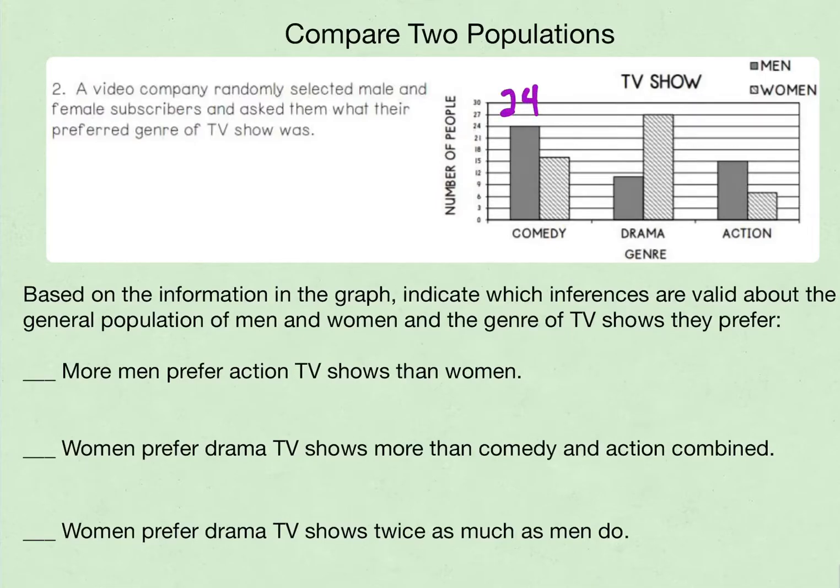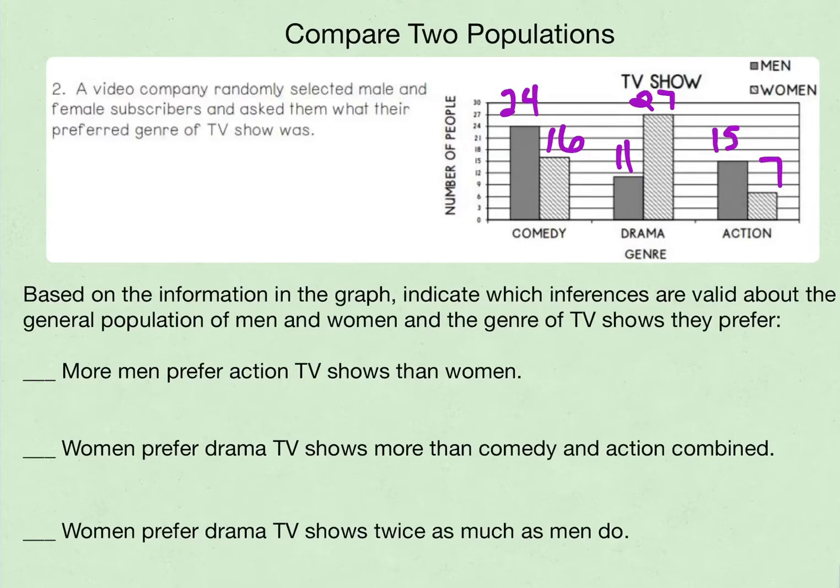So we have 24 here, so that's 24 men chose comedy. And then for women, it's between 15 and 18, but it's a little closer to 15, so that's going to be 16 women chose comedy as their favorite genre. For drama, for men, it's between 9 and 12, but it's closer to 12, so we're going to go with 11. And for the women, we have 27. And then for action, for men, we have 15. And for women, it's between 6 and 9. It's closer to 6, so we're going to go with 7.